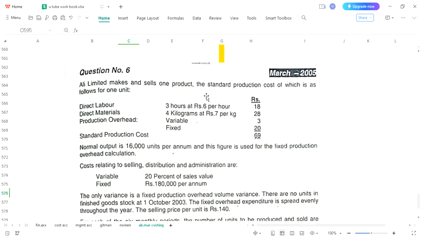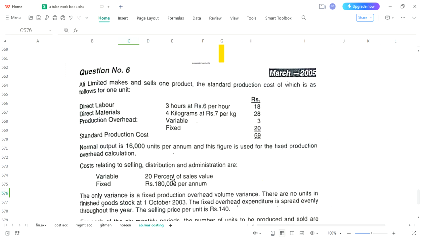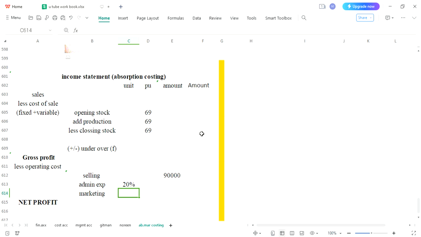Let's go back to the question and see what else is given. The only variance is volume variance. Okay, there are no units of finished goods. That doesn't make any difference to our question. Fixed overhead is spread evenly throughout the year and we had done the same. For the whole year it was 180,000. Since it was even, for 6 months it was half of the total amount. So we have already done it. Nothing is different. And then they are saying the selling price is 140. Yes, this is useful for us. 140 is your selling price.